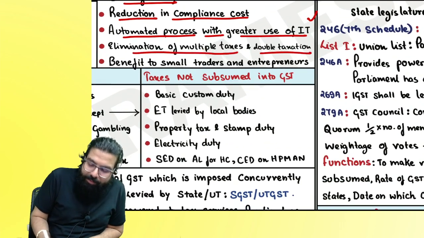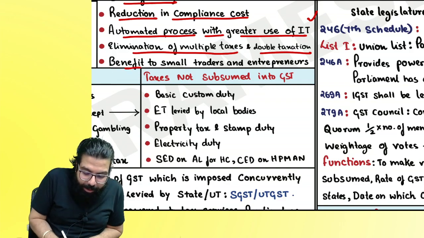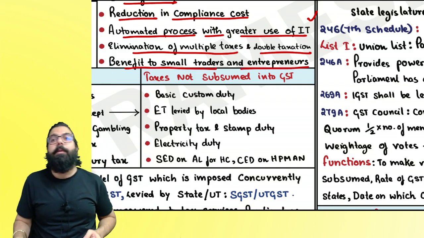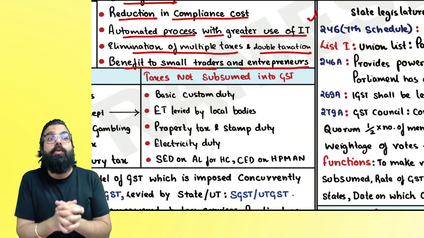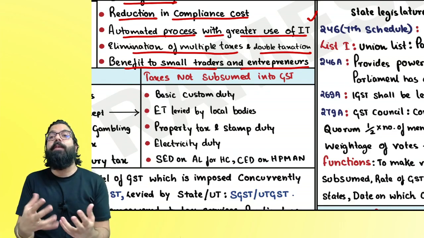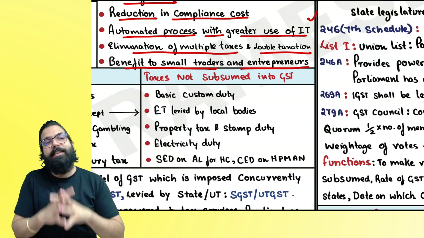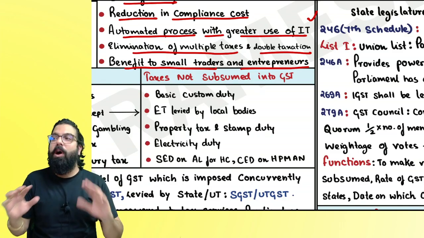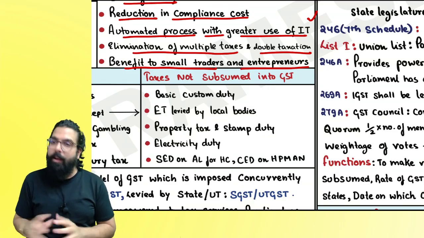Elimination of multiple taxation and double taxation, and benefit to small traders and entrepreneurs, because now in GST the registration limits are 20 lakh, 40 lakh. So small traders and entrepreneurs are benefited. They don't have to take registration unless they cross that threshold limit. So small traders and entrepreneurs are being benefited.